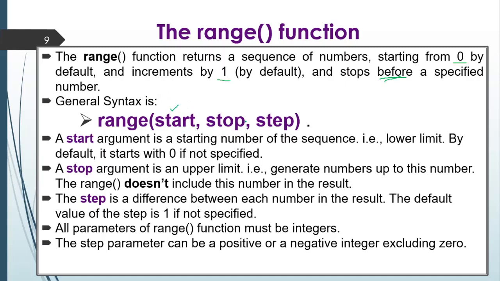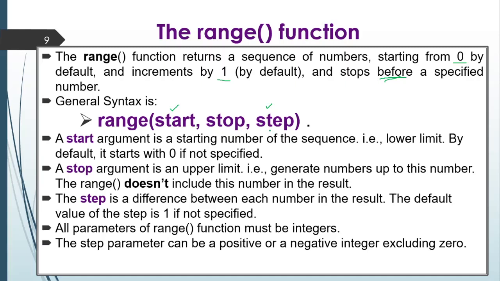The start and step are optional arguments. The start argument is the starting number of the sequence. If we want to display from 10 to 20, the starting number is 10. And stop is the upper limit, and the range function will generate up to this number, but the result will not contain this stopping number. The step is the difference between each number in the result.